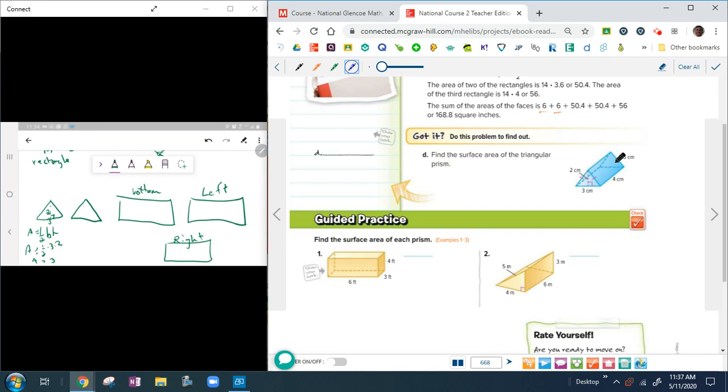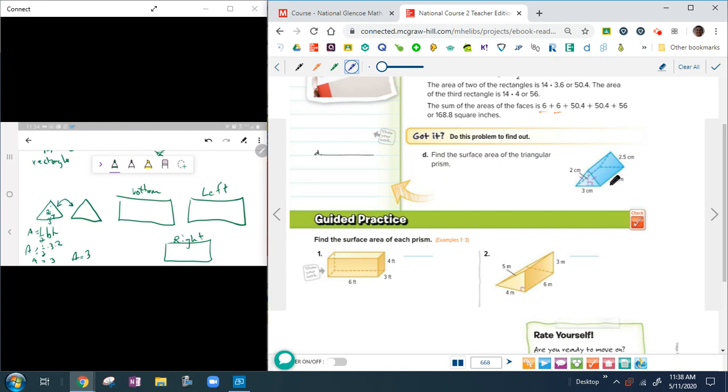Is this the same exact triangle? Yes, it is. Now, don't get confused with this 2.5. That's not going to help you with this back triangle, all right? Remember, we're just focusing on what meets at a right angle for that triangle, which is that 3 and that 2 centimeters. So that area is also going to be 3. It's identical to this other one. These two are the same, all right?